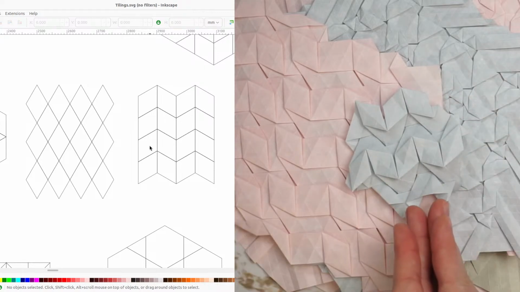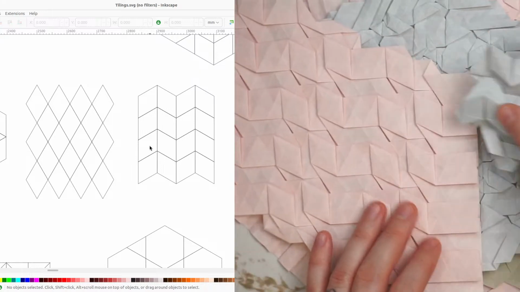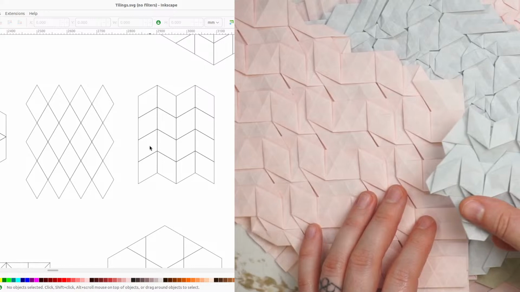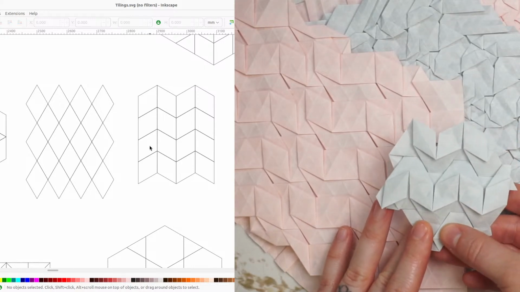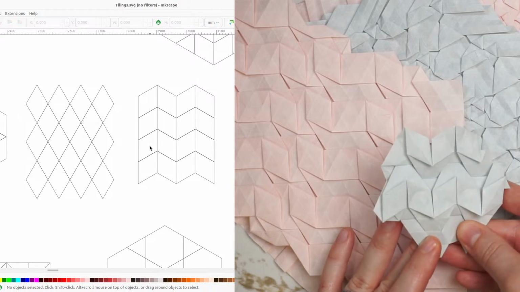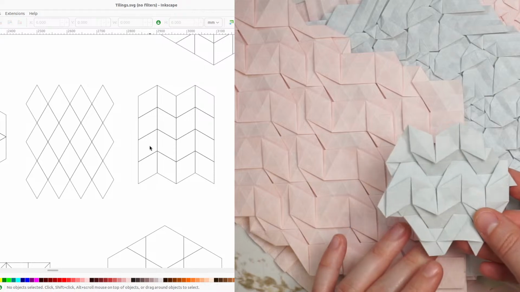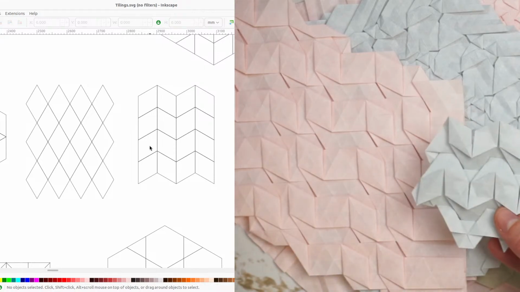If you see mirror symmetry in the pattern, it's the chevron rhombi tiling. If you don't see mirror symmetry, well, to be honest, I haven't explored enough in the chevron rhombi tiling to know if you can do it without mirror symmetry. But yeah, that would be an interesting thing to find out. But if there is mirror symmetry, it's definitely chevron rhombi.